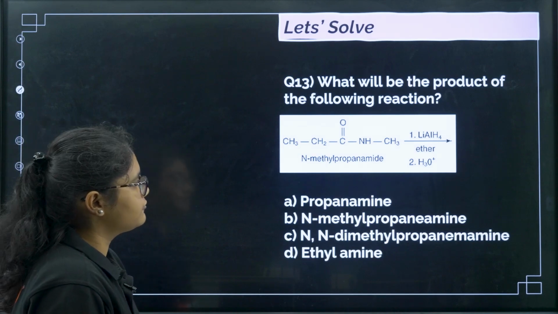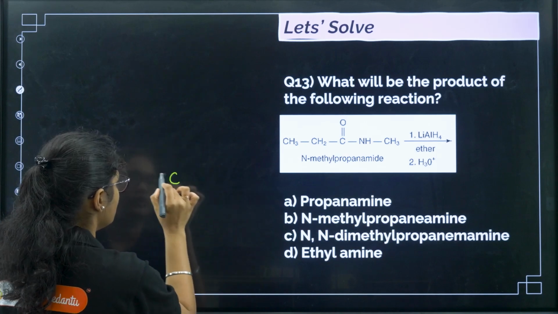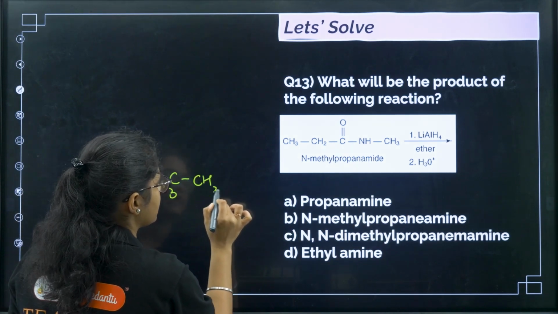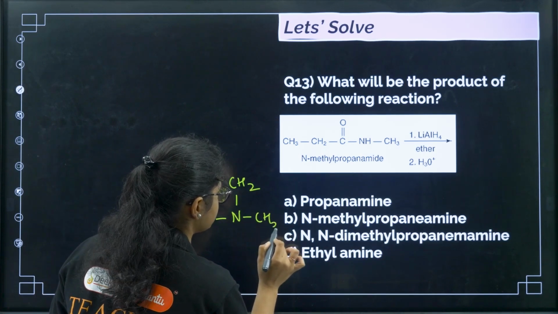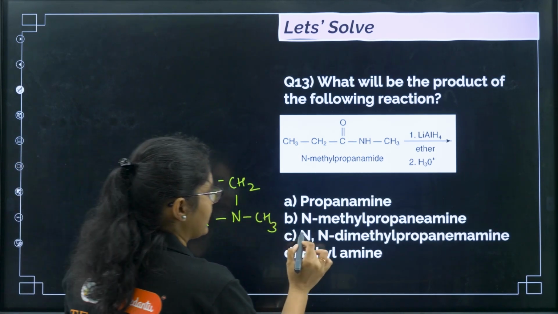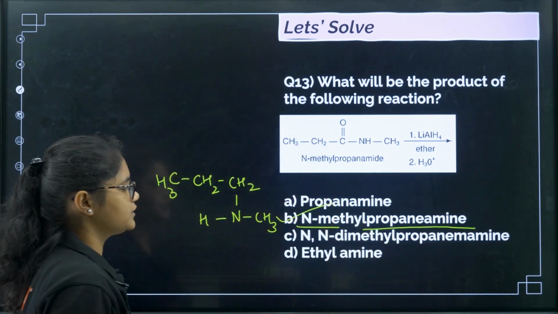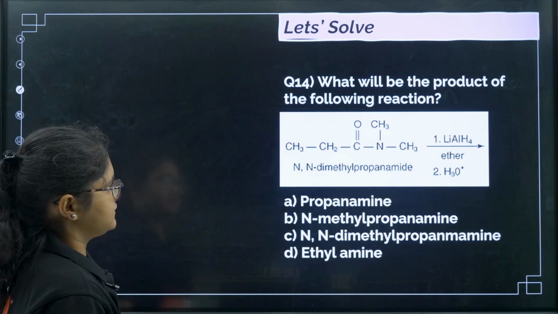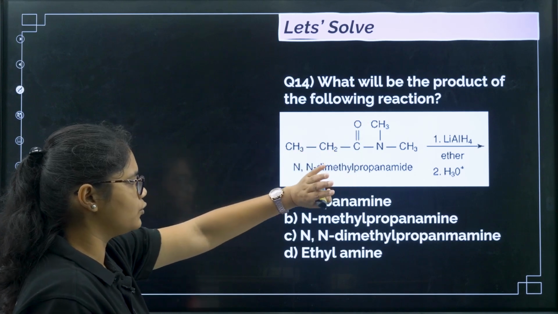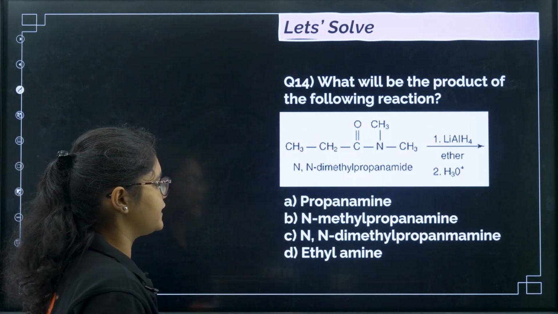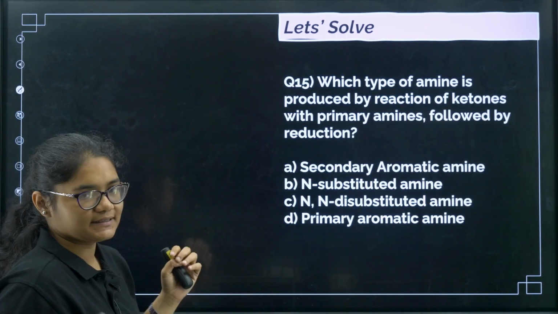Next, what will be the product of the following reaction? Here you have seen the same thing, this one will get converted to a CH2 group. So I will get CH2, then I have N, I have H, and I have CH3, right? So this is a secondary amine. So I will get N-methyl propanamine, right? So the correct answer is option number B. Okay. Next, what will be the product of the following reaction? Same, this one will get converted to a CH2 group. So I will get N,N-dimethyl propanamine, option number C.